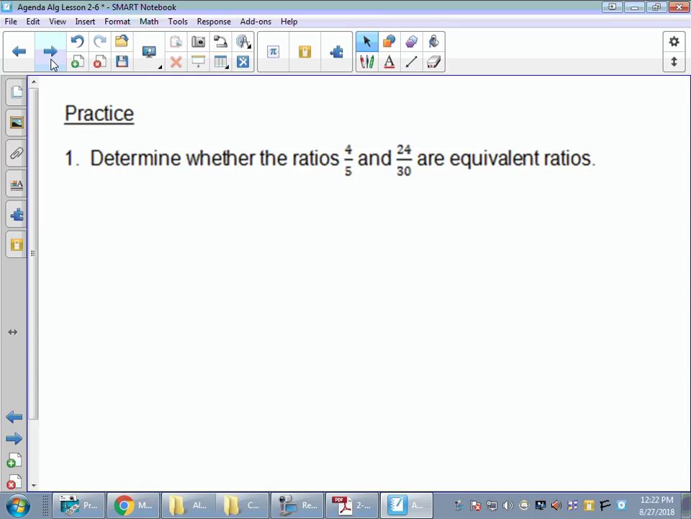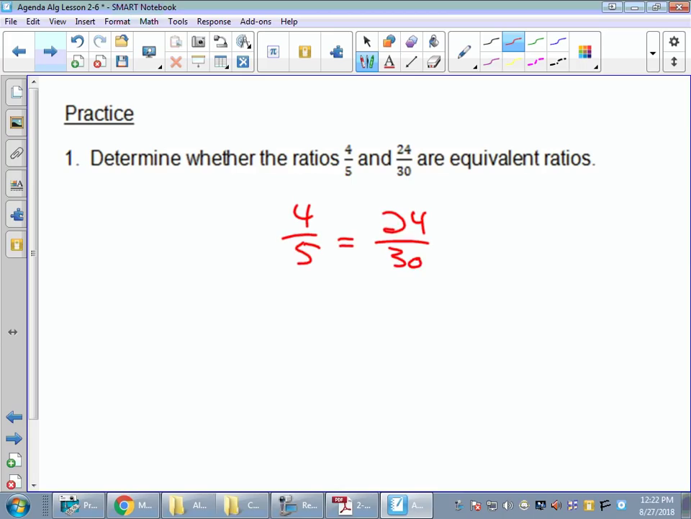Okay, so first practice problem, determine whether the ratios 4/5 and 24/30 are equal ratios. So I'm just going to write, if it's an equal ratio, then we'll put 4/5 equals 24/30. But really, there's a question mark here because we don't know. That's what we're trying to figure out. So there's two different ways in which you can go about doing this. First way is to simplify both fractions and see if you get the same answer on both sides. And the second way is to cross-multiply.